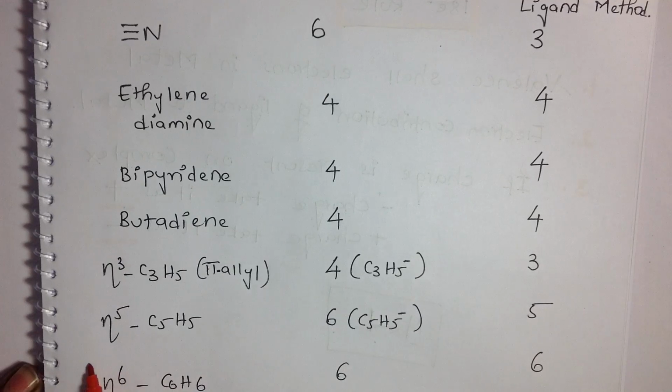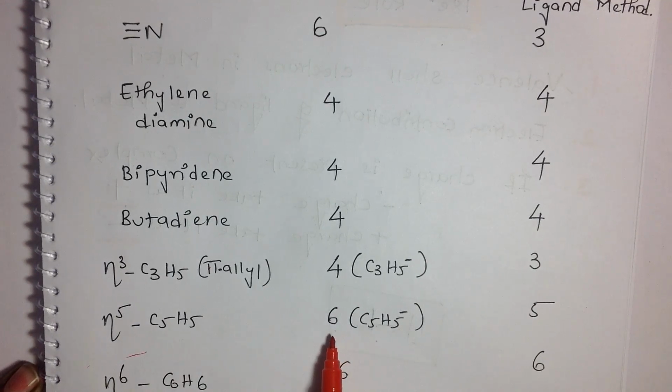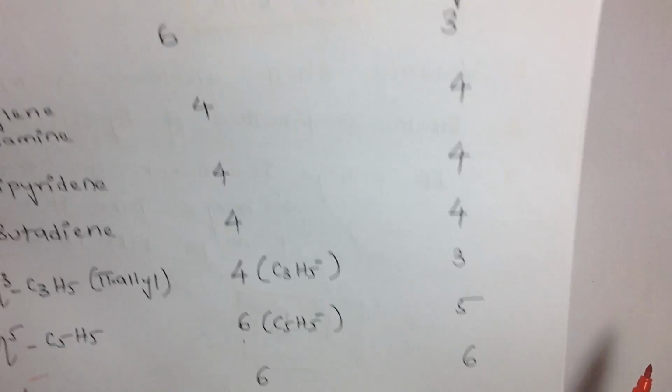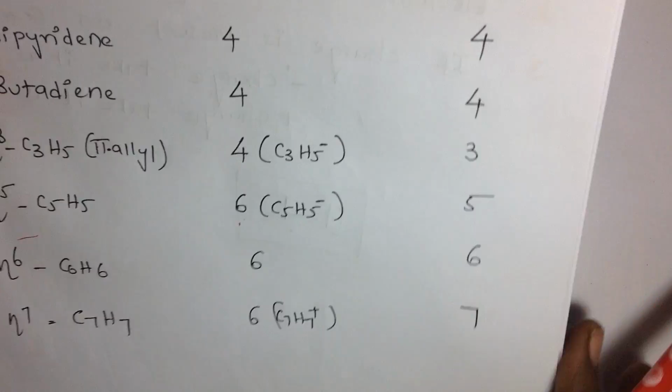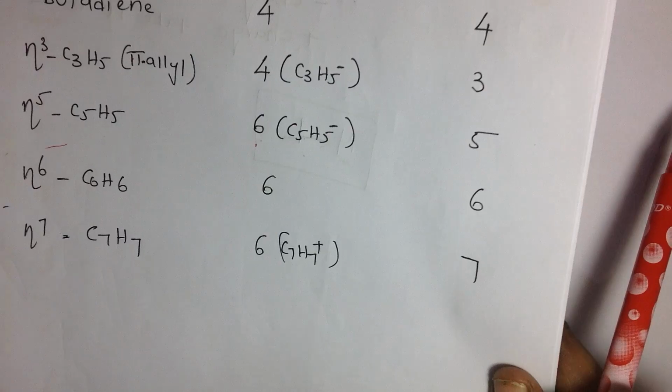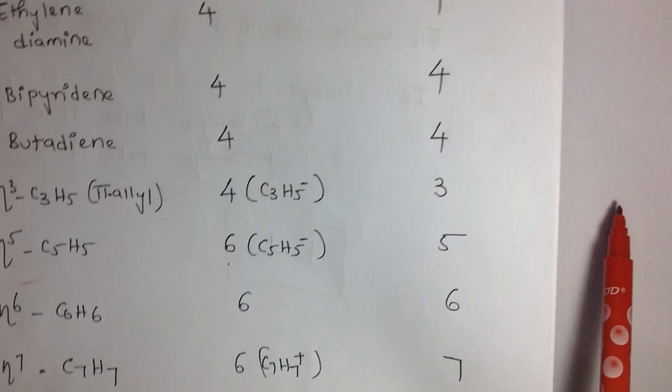And what about the eta 5 complex? The distribution of ligand is 6 and here 5. Eta 6: 6 and 6. What happens for the eta 7 case? See, eta 7, it is 6 and 7. So this is the thing we have seen in the 2 criteria.